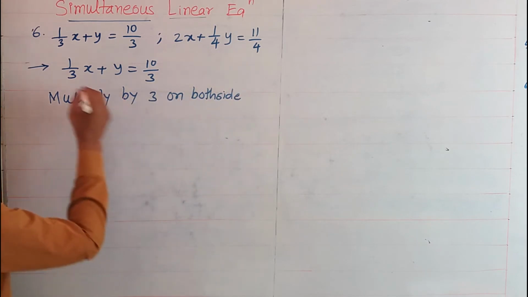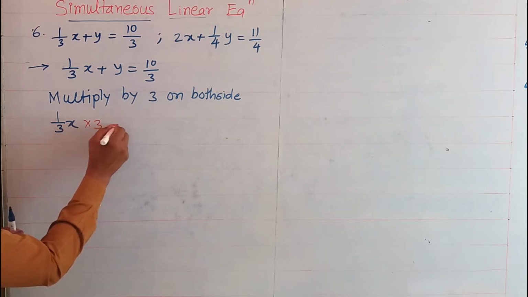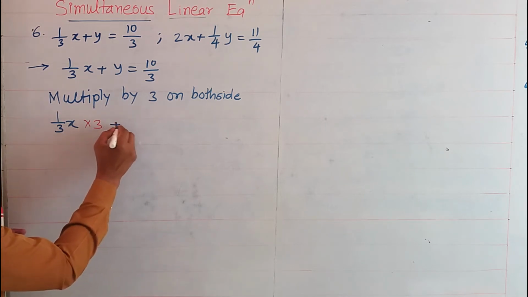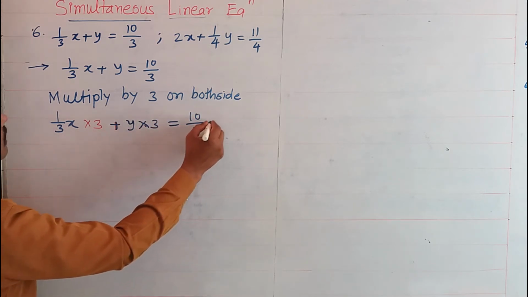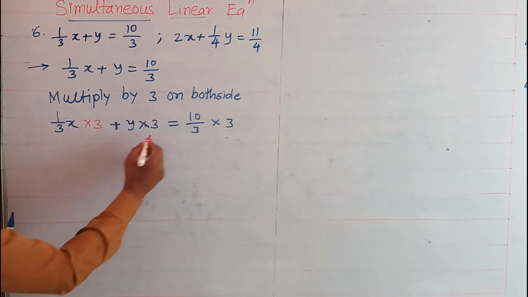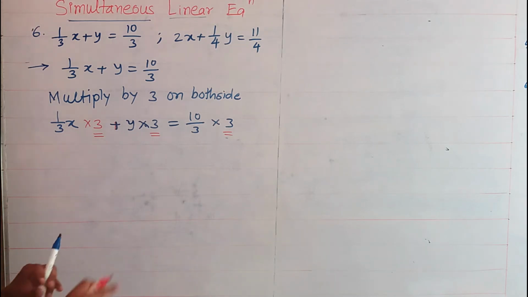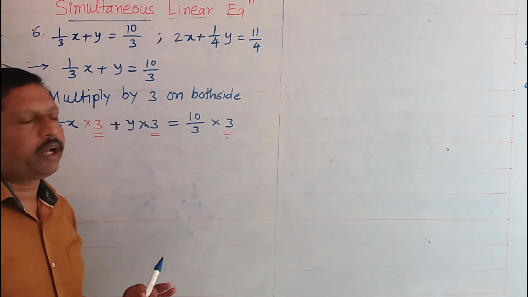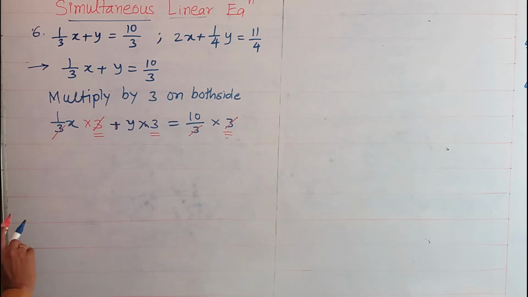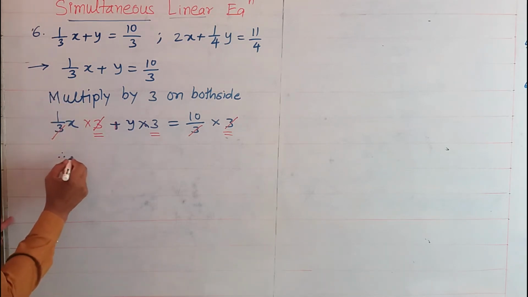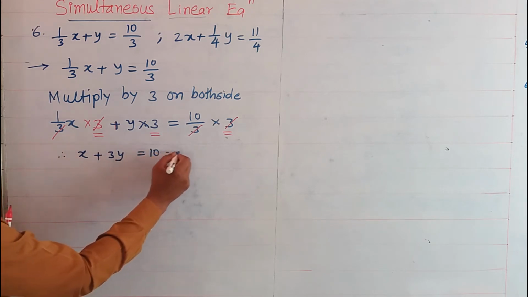So we get here the simplified form: 1 upon 3x multiplied by 3, plus y multiplied by 3, is equal to 10 upon 3 multiplied by 3. Each and every term is multiplied by 3, so the equality of this equation is not affected. So this 3 and this 3 cancel. Also this 3 and this 3 will be cancelled. So we get the simplified form of the given first equation: x plus 3y is equal to 10. Equation number 1.